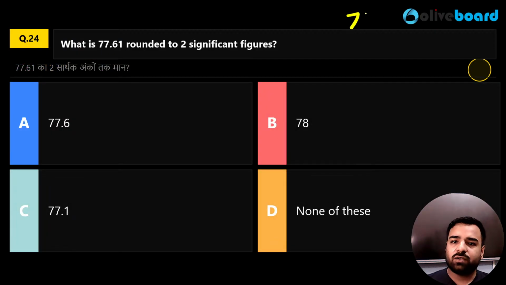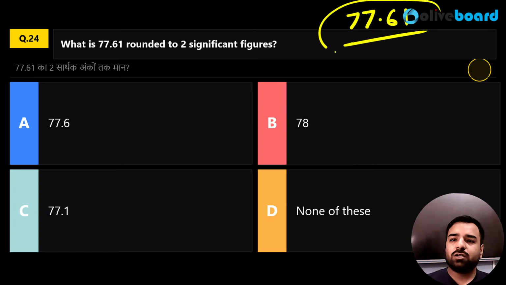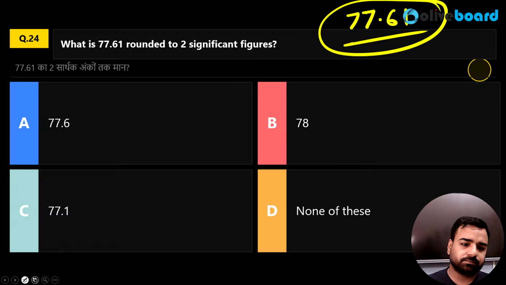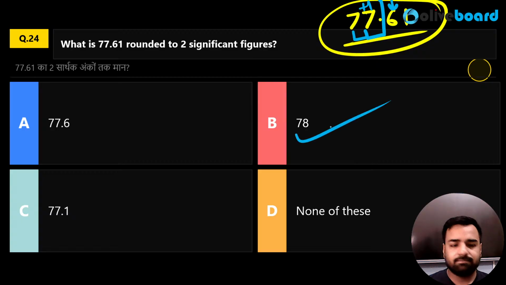Next, 77.61, let me write it for you. 77.61 to two significant figures. That's the first one. This is the second one. Just draw a line and check: is it 5 or greater than 5? Yes, it's greater than 5, so plus 1. 77 plus 1, 78. Wow. Pavan, Aviral, Veshu, Nani, great. You all are correct, Kirti. So option B is the correct answer.